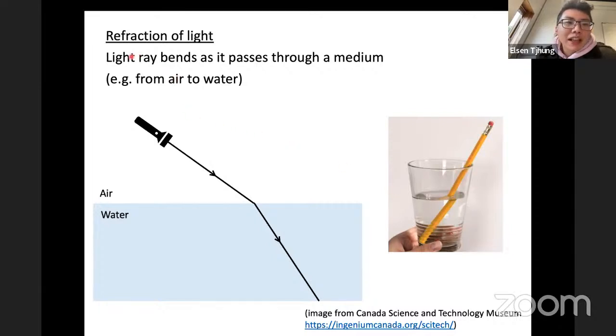So the reason is basically light, as we know it, light from the sun. Basically, a light ray bends as it passes through the medium. So the light ray basically bends as it passes from air to water. This is called refraction of light. So what is the reason that the light bends? Basically, light travels faster in the air than in water. So light actually travels slower in water than in the air.